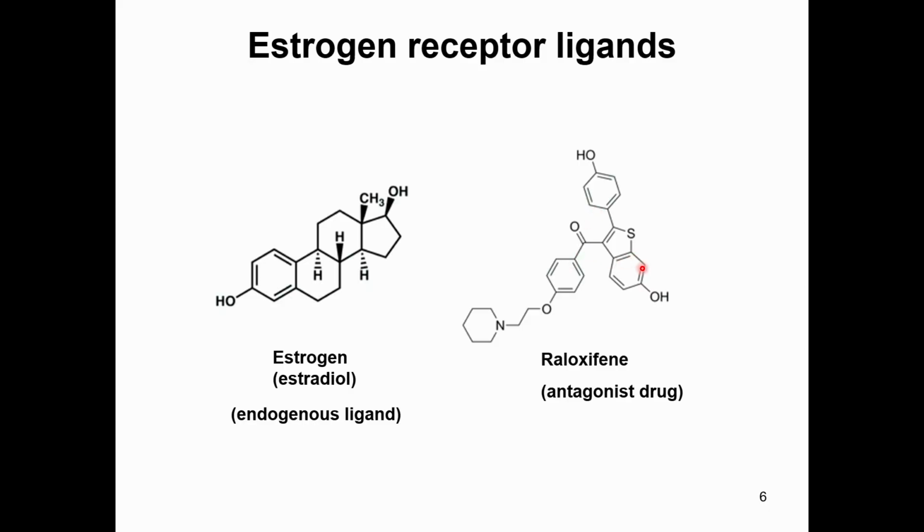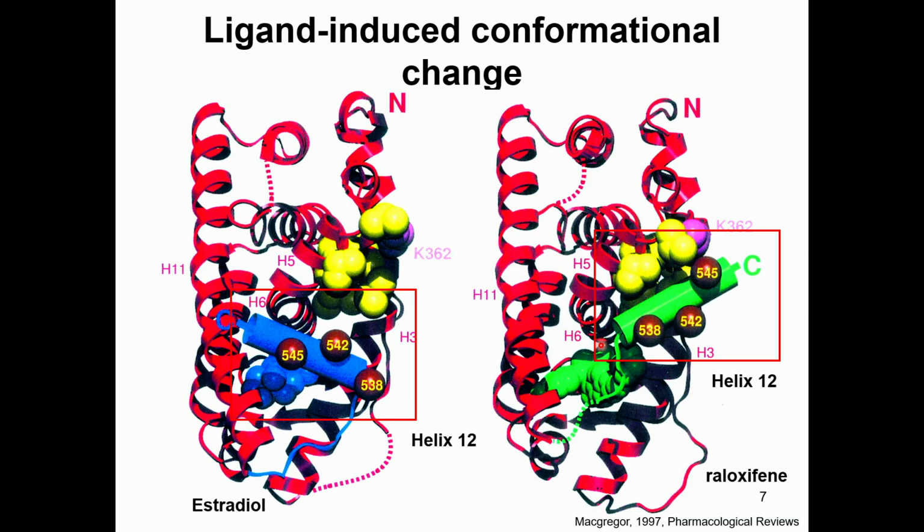So it's similar, but a little bit different. Both of these entities, estrogen, the endogenous ligand, and an antagonist drug, raloxifene, can bind an estrogen receptor, but they do so differently. So let's get into what the differences are.